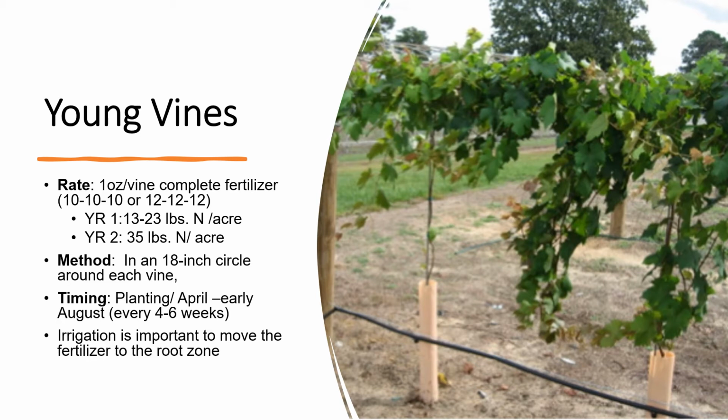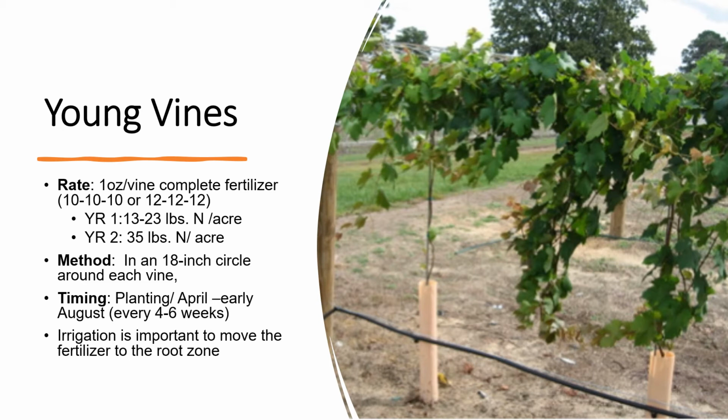So a general recommendation for young vines, plants that have just gone into the ground in the late spring, is that you're going to apply maybe about 1 ounce of balanced fertilizer, something like a triple 10 or triple 12 per vine, with a goal of applying around 13 to 23 pounds of nitrogen per acre over the first season. And the way that you would do that is take that 1 ounce of fertilizer and spread it in an 18-inch circle around the base of the plant. You don't want that fertilizer applied any closer to the base of the vine, because you may get some burning.